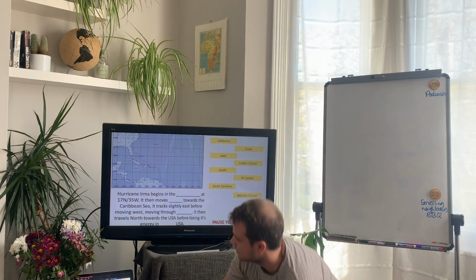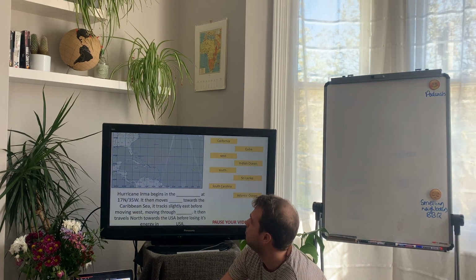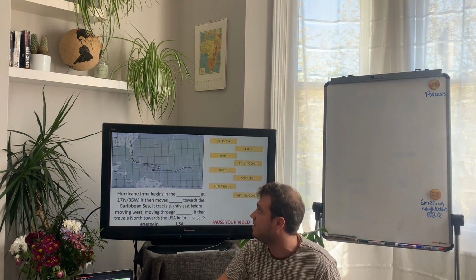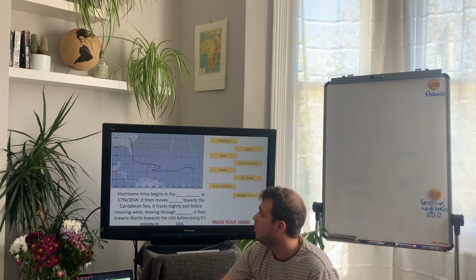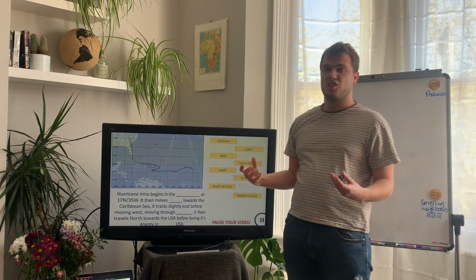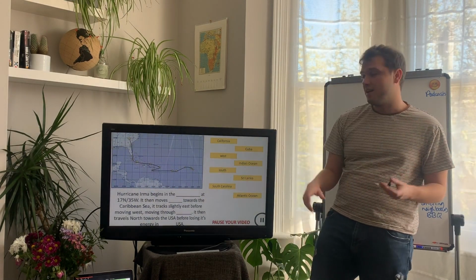Okay, so this is what it should look like. So there we go, nearly there. And that's our track of Hurricane Irma. This is the route that it took. So what we're going to have a go at now is describing that route. So where did it go? Where did it start? Where did it end? Where did it pass through?